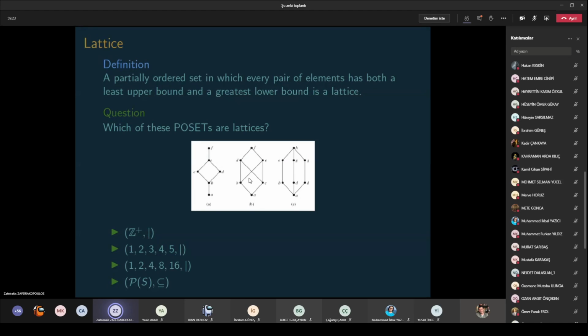Süleyman, is B a poset? Sorry, a lattice. I'm not sure about that. Probably yes, because there is D and F, but I don't know. What does D and F mean?